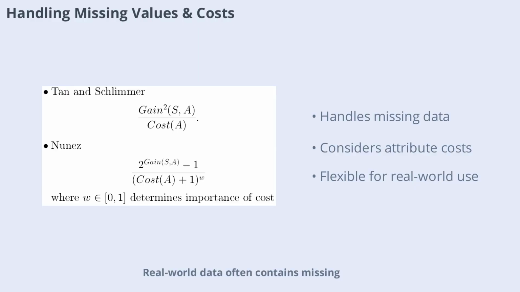Real-world data often contains missing values or attributes with different costs. Decision trees can handle missing values by assigning the most common value or using probabilities. When attributes have different costs, such as in medical diagnosis, the tree can be adjusted to prefer low-cost attributes, only using expensive ones when necessary. This flexibility makes decision trees practical for complex, real-world problems.